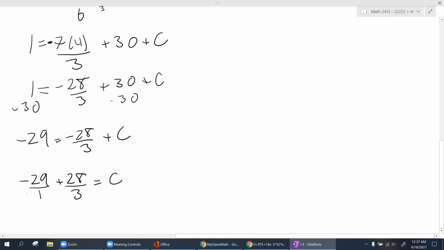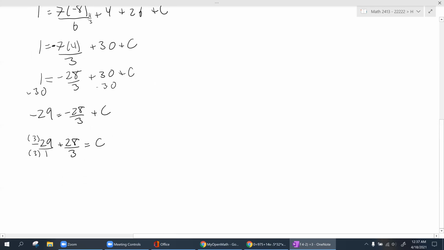I need these to have the same denominator, so I'm going to multiply by 3. 30 times 3 gives me 90. 90 minus 3 gives me 87? So this is negative 87 over 3 plus 28 over 3 is equal to c. At this point I do need my calculator. Negative 87 plus 28 gives me negative 59 over 3.